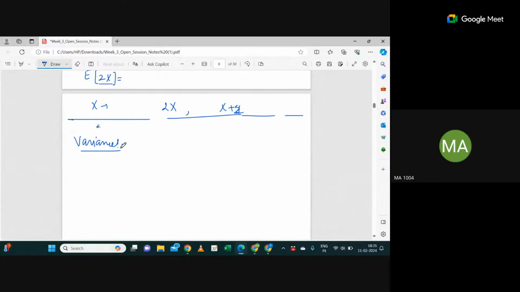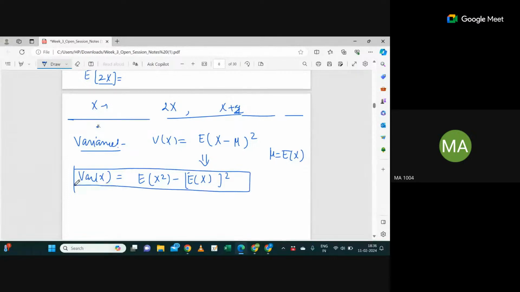Okay. So how can we define the variance? Variance is defined as the expected value of (x minus mu) whole square. This mu is nothing but the expected value of my random variable. Okay. So if you expand this formula, you will get expected value of x square minus (expected value of x) whole square. Okay. So this is something we are going to compute for the variance.